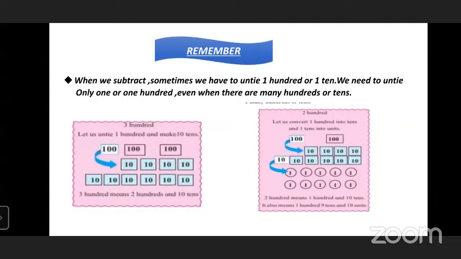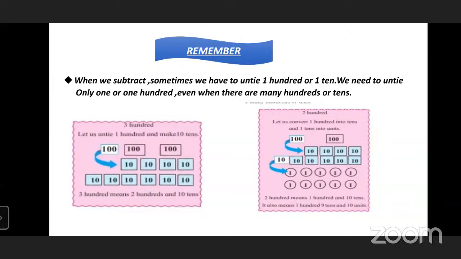And in this slide, what we had learned is that when we subtract, sometimes we have to untie 100 or 110. We need to untie only one hundred, even if there are many hundreds or tens. Children, see here, we were having 300, but we have not untied every 100. We have made a change of only 100. That 100 turns to tens, so it will be 10 tens.